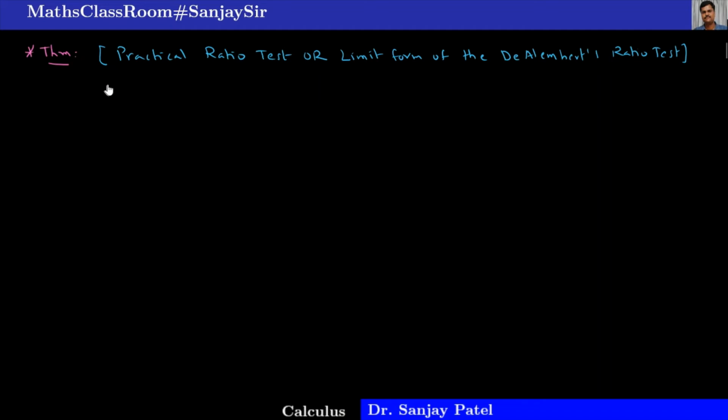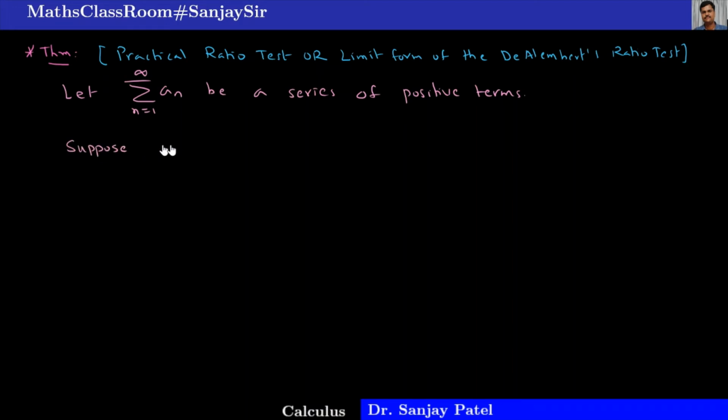Suppose we have sigma an, n equal to 1 to infinity, be a given series of positive terms. And suppose the limit of the ratio an plus 1 upon an as n tends to infinity exists and is equal to say L. Suppose this limit exists. Okay.